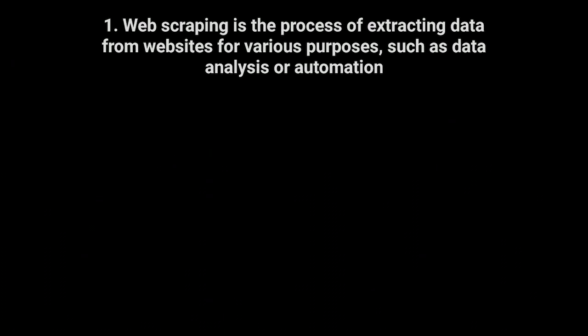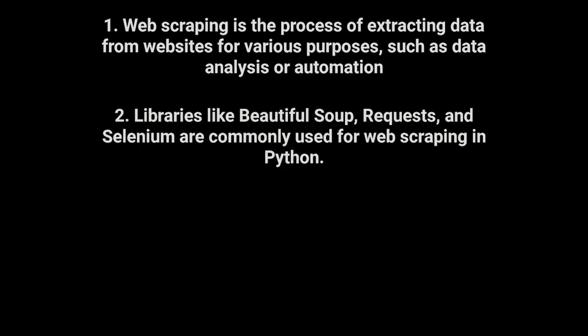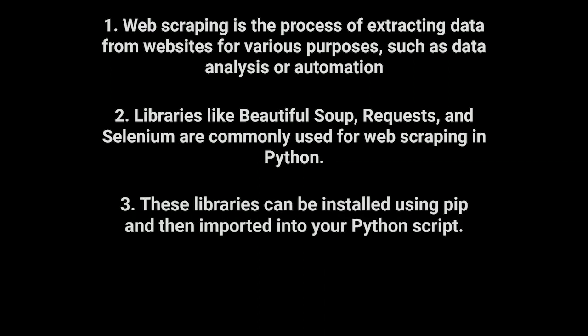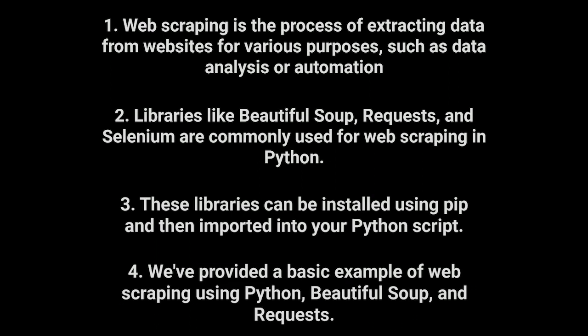Now that we've gone through all the questions in our chain of thought, let's provide a summary of the main points covered. 1. Web scraping is the process of extracting data from websites for various purposes, such as data analysis or automation. 2. Libraries like Beautiful Soup, Requests, and Selenium are commonly used for web scraping in Python. 3. These libraries can be installed using pip and then imported into your Python script. 4. We've provided a basic example of web scraping using Python, Beautiful Soup, and Requests.